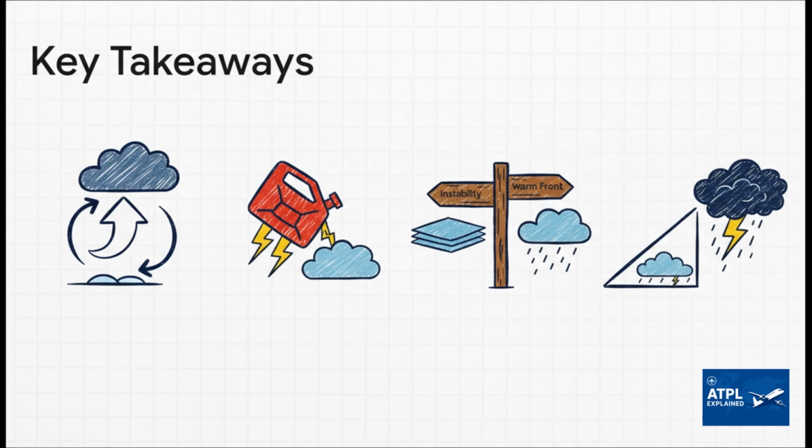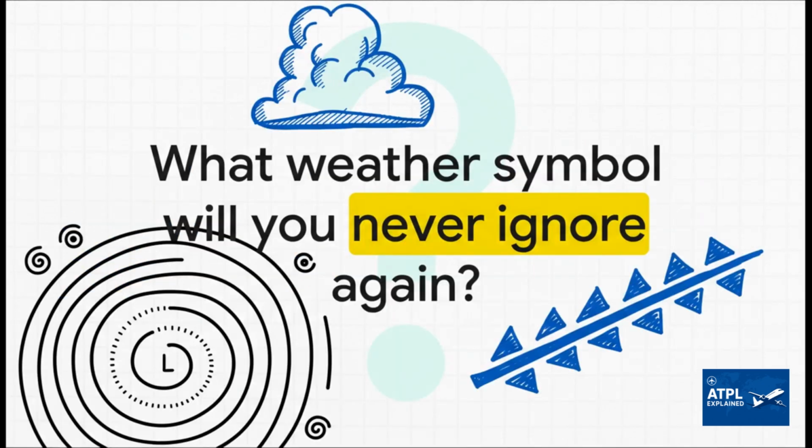So after all this, what's that one symbol on a weather chart you're never just going to glance over again? Is it those tightly packed isobars, the symbol for a CB, or that sharp blue spiky line of a cold front? Knowing the story behind the symbol, that's what makes a good pilot great and a great pilot safe.